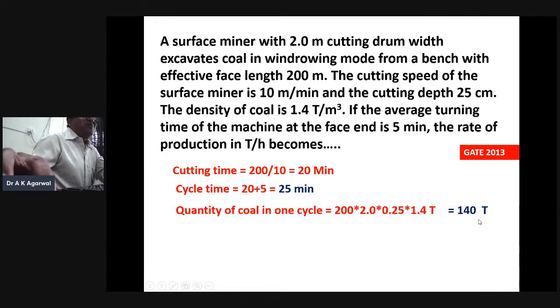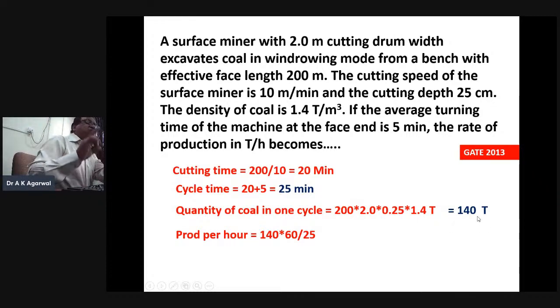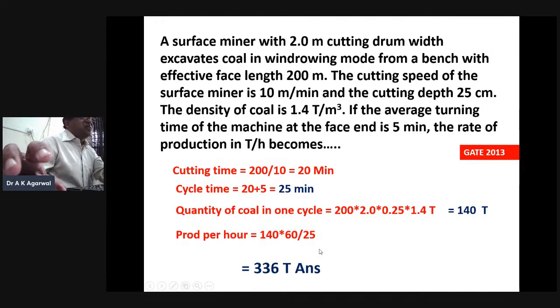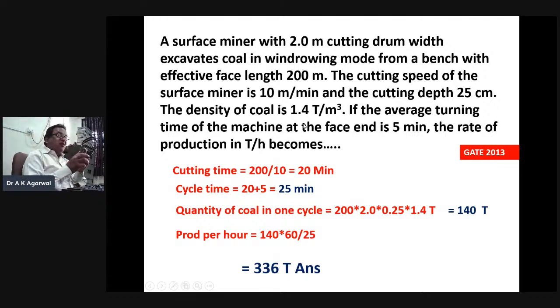So in 1 hour, how much coal will be produced? That you can calculate. Production per hour will be 140 into 60 divided by 25. Just in 25 minutes, 140 ton coal is produced, so in 60 minutes, how much coal will be produced? That is the answer. So 140 into 60 divided by 25 is equal to 336 tons. So the answer of this problem is 336 tons. The surface miner will be able to produce 336 tons of coal in 1 hour.